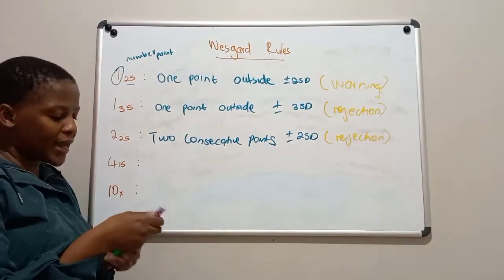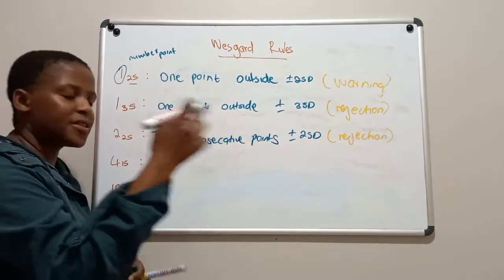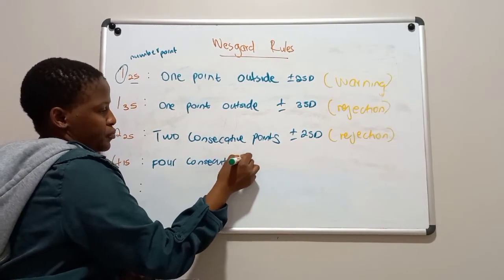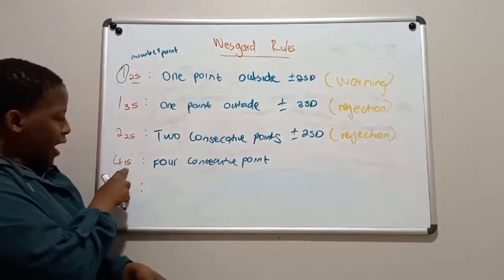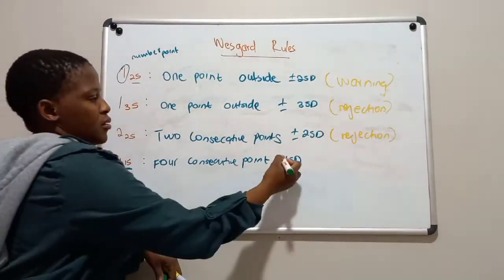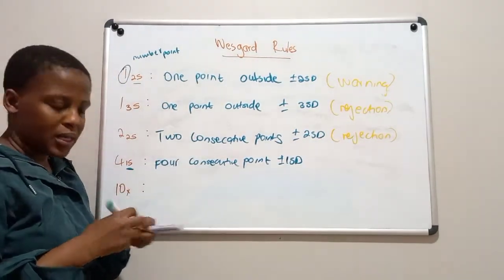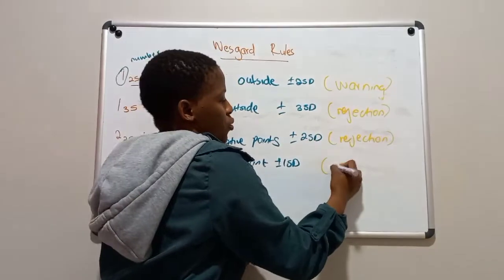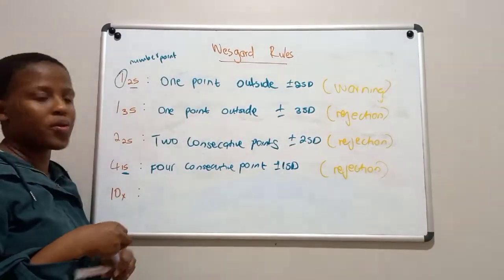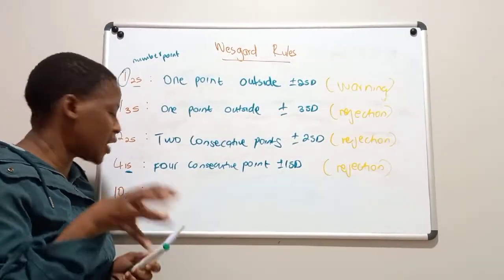And then the 4-1S rule says that you have 4 consecutive points that are outside the 1 SD. It can either be positive or minus 1 SD, and this is also a rejection. You can't continue to run when this rule is violated, which means your QC is out of control.